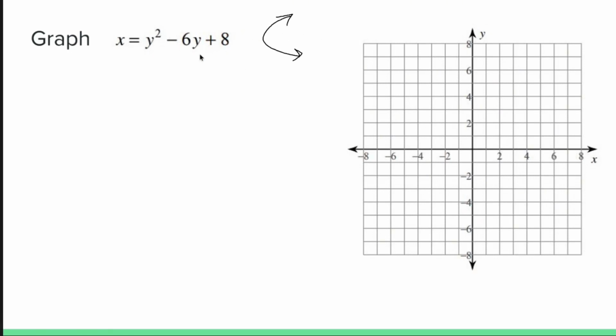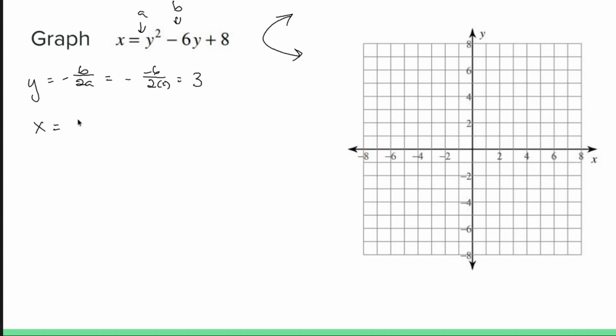Figuring out my vertex is very similar to figuring out what my vertex is when it opens up or down. Instead of saying x equals negative b over 2a, we're going to say y equals negative b over 2a. Okay, a is invisible 1, b is negative 6. So negative 6 over 2 times 1 is going to be negative negative, which is a positive. 6 divided by 2 is 3. So y is 3. How do I find my x? Plug in 3 for y and solve.